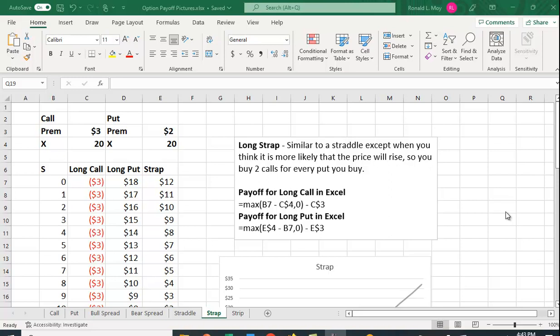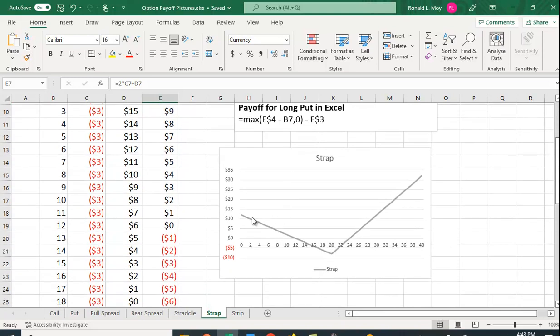Now, here's a modification of that: the long strap. This is similar to a straddle, except when you think it's more likely the price will rise, why don't you use two call options for every one put you buy? So here I have the same payoffs I had from the previous video for the long put and the long call, and the payoff here for the strap is 2 times the value of the call plus the value of the put. And if you look at the diagram here, it's steeper on the upside because you're making a bet that the price is going to go up faster.